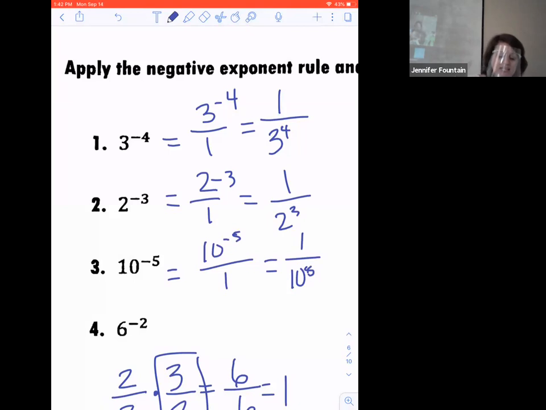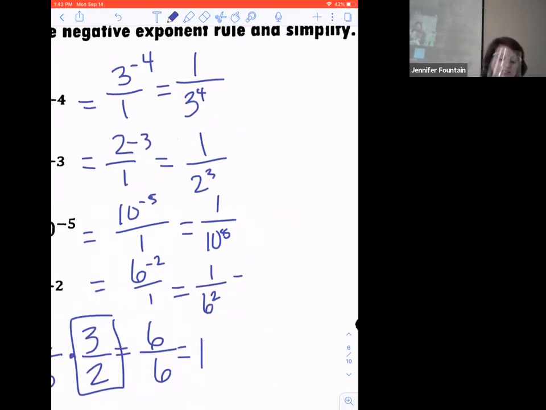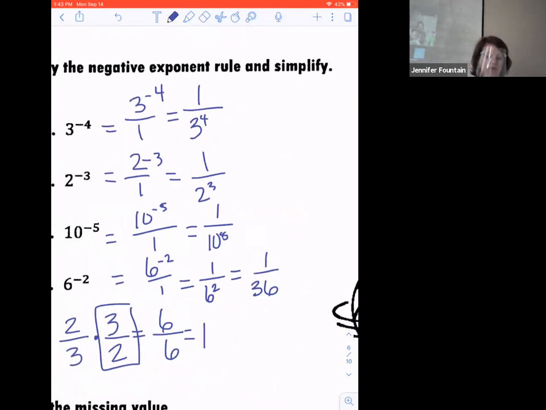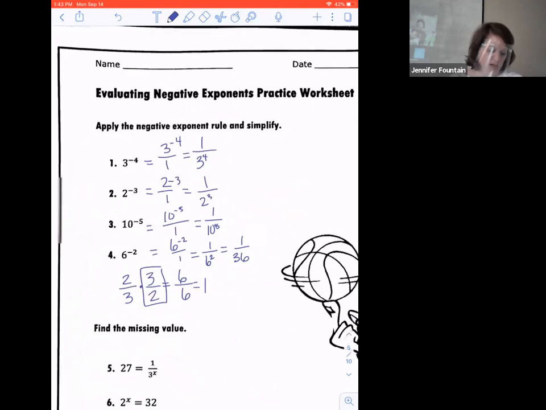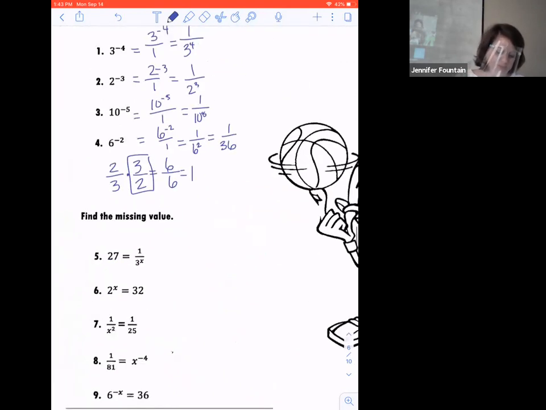So what would 6 to the negative 2nd power end up being? 6 to the negative 2nd power over 1, and then I flip it, and it becomes 1 over 6 to the 2nd power. Okay, and then I can even go further from there and say, hey, well, 6 squared is 36, so that'll be 1 over 36. Okay, but we won't do that right now. So that's all we'll do on this page. Okay, we'll scoot on from that.